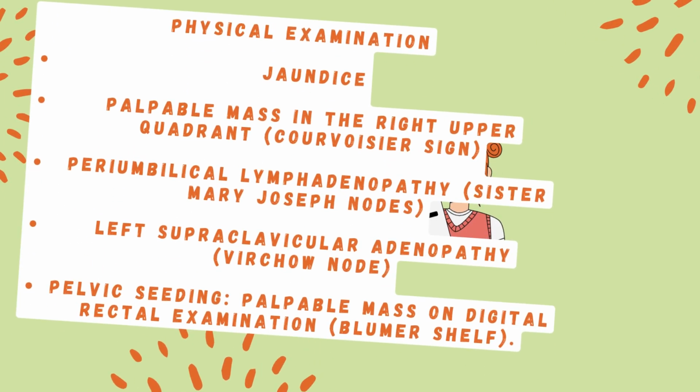What are the findings on physical examination? Jaundice will be positive. A palpable mass in the right upper quadrant, which is the Courvoisier sign. Periumbilical lymphadenopathy will be positive, the Sister Mary Joseph nodes. Left supraclavicular lymphadenopathy, which is the Virchow node. Pelvic seeding will be positive. A palpable mass felt on digital rectal examination is known as the Blumer shelf.